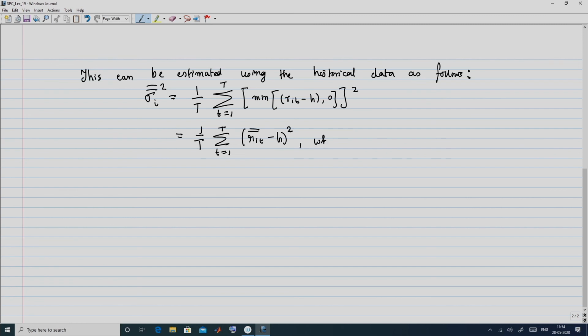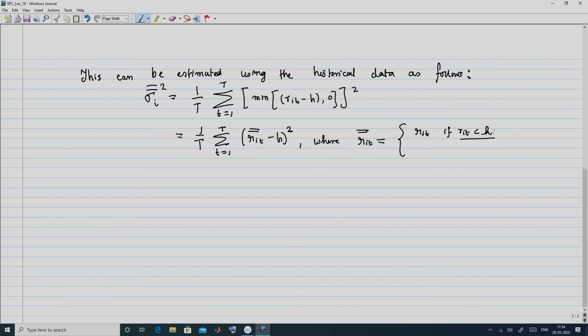And here I have suddenly introduced a notation R_i,t double bar, and I have to define this. So, this is defined as R_i,t if R_i,t is less than h. So, that means that if your R_i,t is less than h, then this term will become R_i,t. So, R_i,t double bar is R_i,t if R_i,t is less than h.